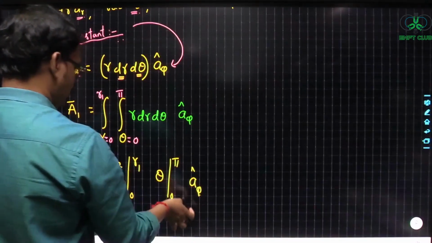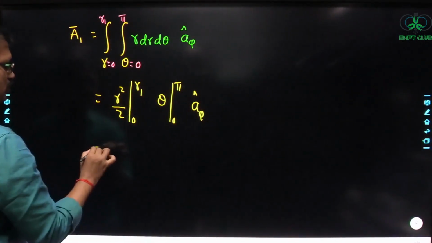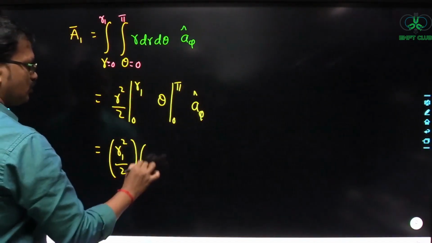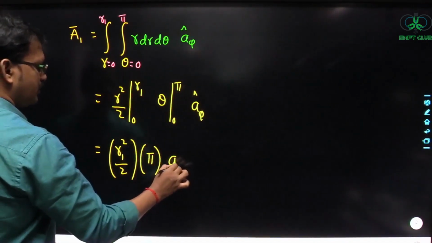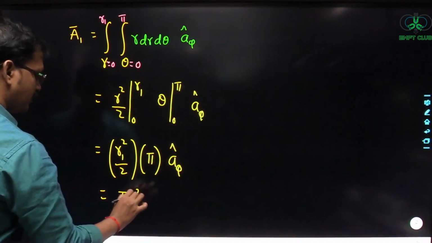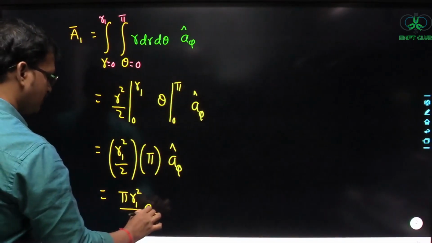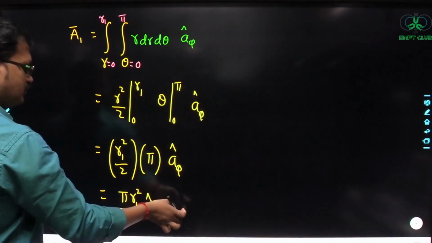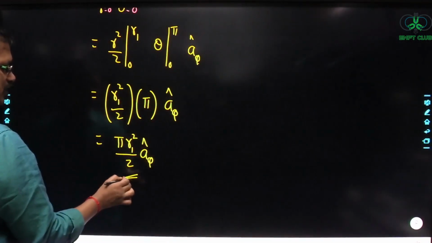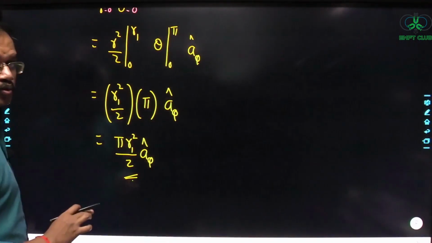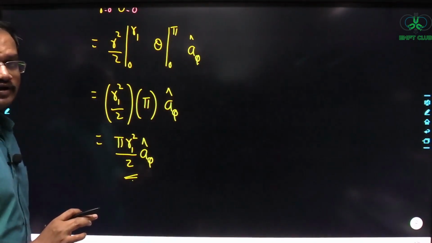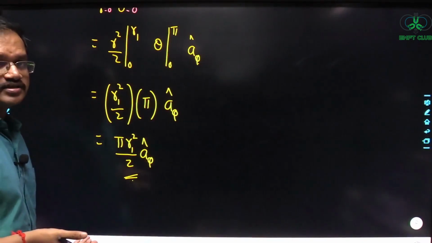So if you do this, what are you going to get? Substitute the range here. You are going to get r1 square by 2 here, and here you are going to get pi, and here a phi cap. So what you are getting is pi r1 square divided by 2 a phi cap. r1 is the radius of the sphere. So pi r1 square by 2 will give you what? It will give you the surface area of a semicircle.